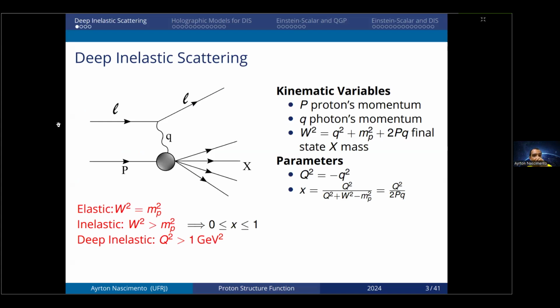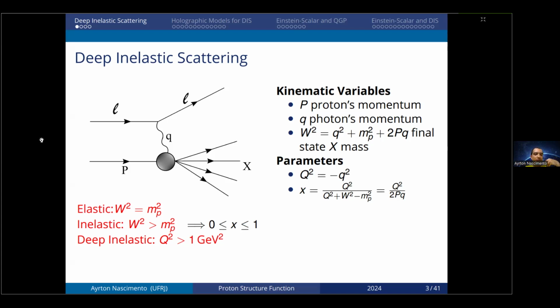Okay, so starting right now, what is deep inelastic scattering, right? So we have some collision between a lepton, it could be either an electron or a muon, colliding with a proton. This collision happens with exchange of a virtual photon with momentum q, right? Depending on the energy you give to the electron beam colliding with the proton, you can have a final state of particles, which I'm gonna call X over here.